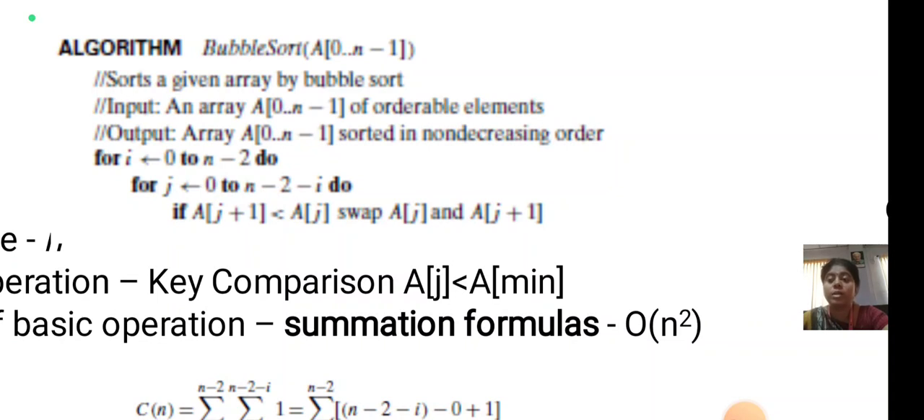This process continues: the innermost for loop is executed first, and then the outer ith for loop passes are executed. This is done until we get a sorted array.